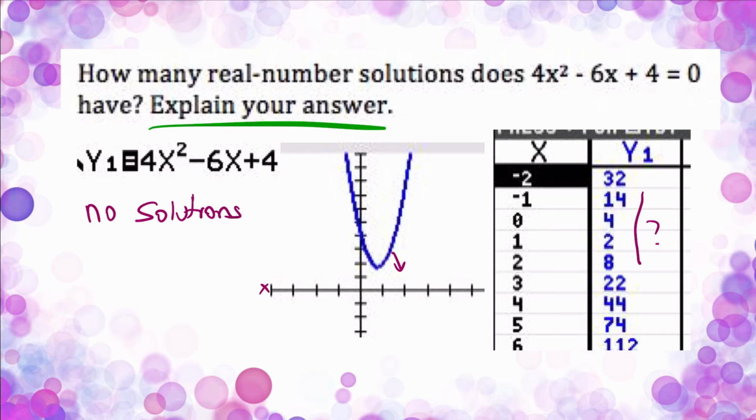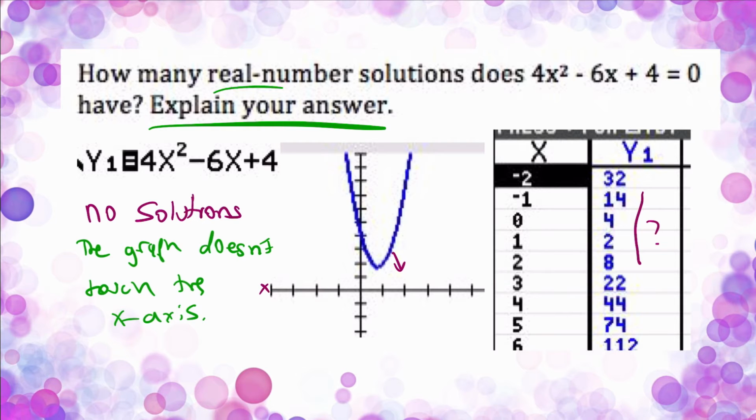You could say for your explanation, the graph doesn't touch the x-axis. They have the term real number here because there are imaginary solutions, but you'll worry about that when you get to Algebra 2.